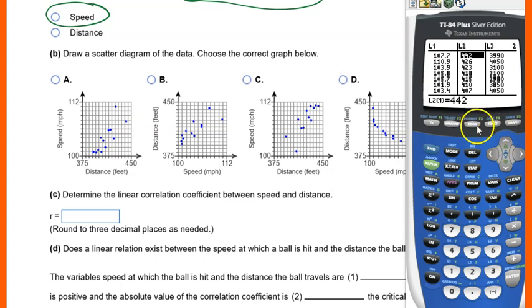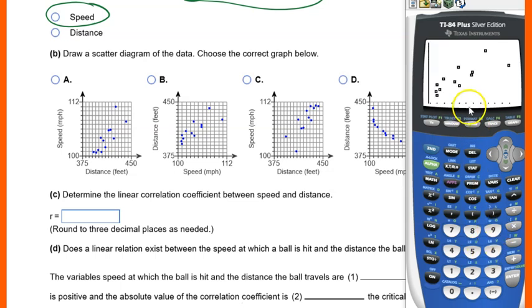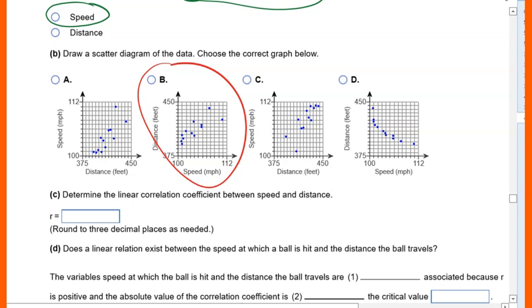For that, I have to go to Zoom. Again, make sure that your Stat Plot is on, as you did in question number 11. You go to Zoom number 9, and you see this is the correct scatter plot, and corresponding to this scatter plot we have choice B. You just match the dots, and you'll find that this is the right scatter plot. The answer is B.